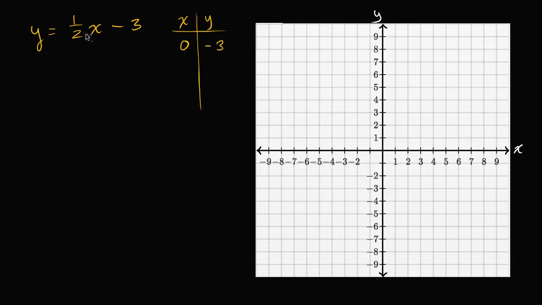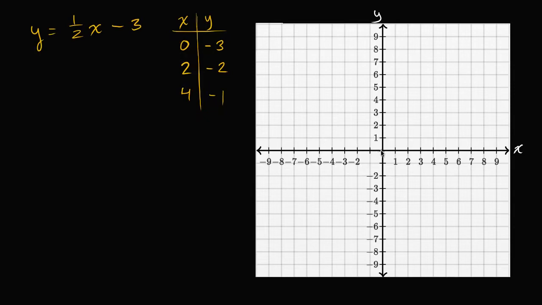Let me try x is equal to 2, because then 1/2 times 2 is just going to be 1. So when x is equal to 2, you're going to have 1/2 times 2 is 1, minus 3 is negative 2. When x is equal to, let's try 4, 1/2 times 4 is 2, and then minus 3 is negative 1. And we could keep going, but actually all we need is 2 points for a line. So we're ready to plot this line if we'd like.